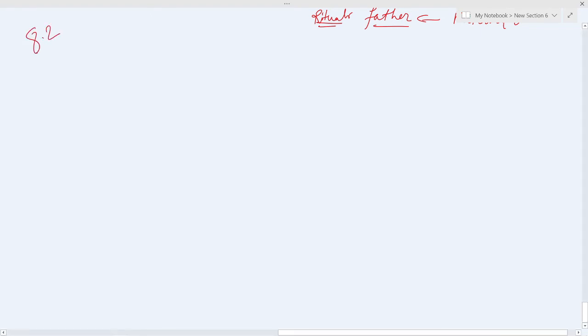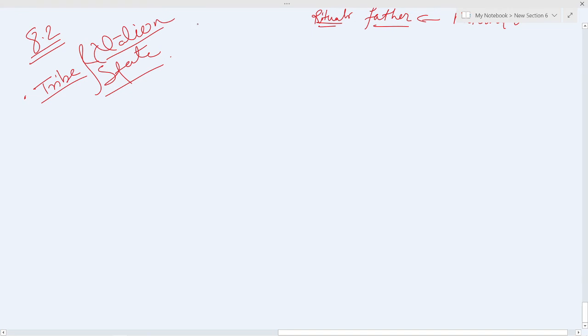The next topic is 8.2, tribe and nation state. You have to understand this will basically come for a short note, or it may also come for a long answer. Even in Mains 2020, you will find a recent question on this topic as well. So this chapter 8, paper 2 is very, very important along with chapter 3 of paper 2.